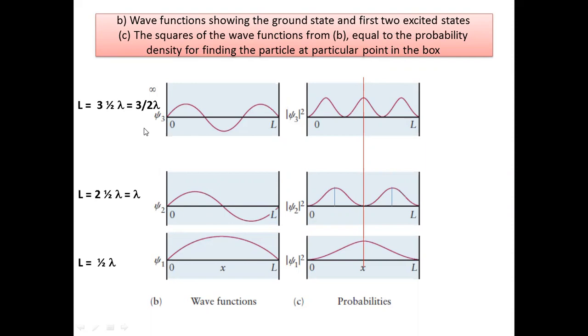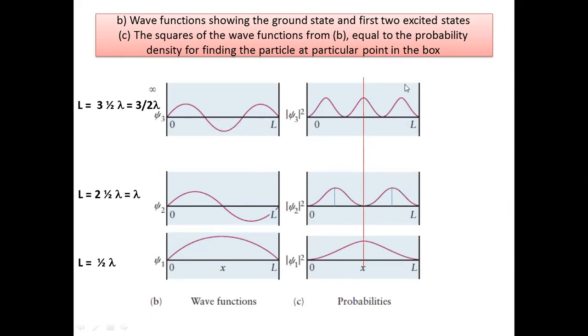Similarly, with the third energy level, there are three halves. That means 3 multiplied by half lambda: one half, two half, and three half. And you can say this is 3 by 2 lambda. So this is all about the wave function at energy level 1, 2, and 3.